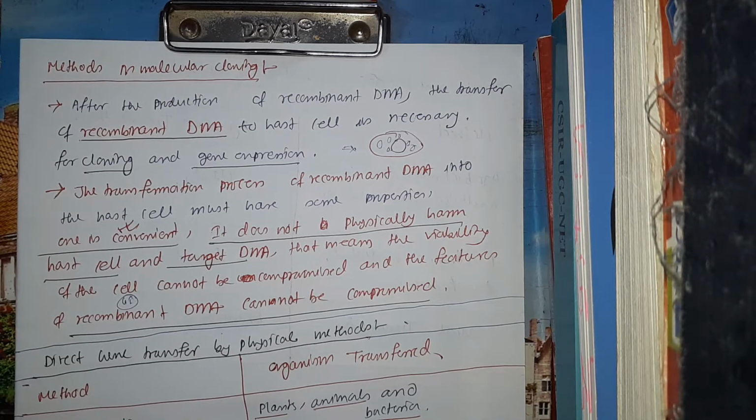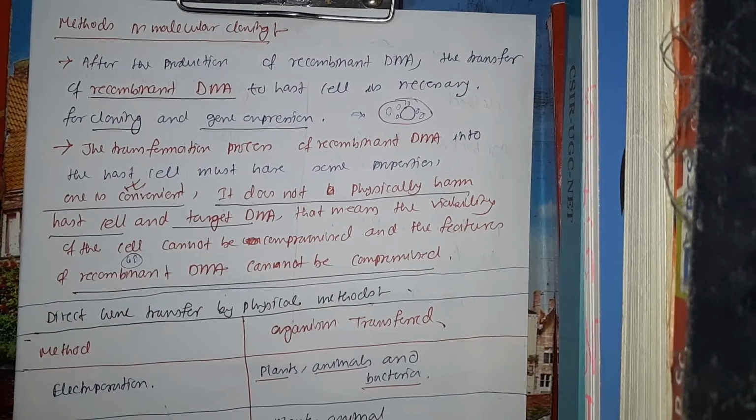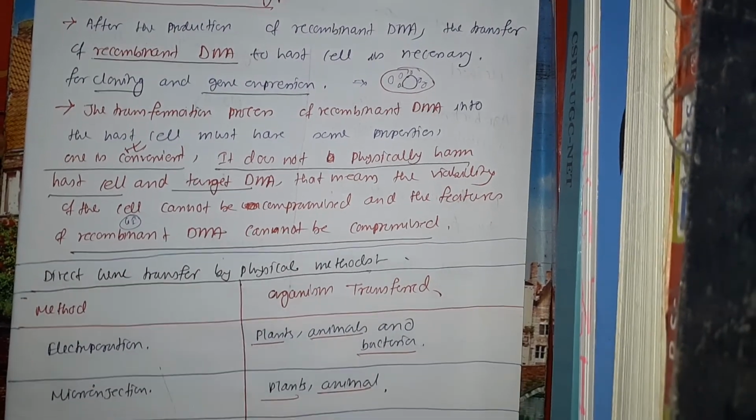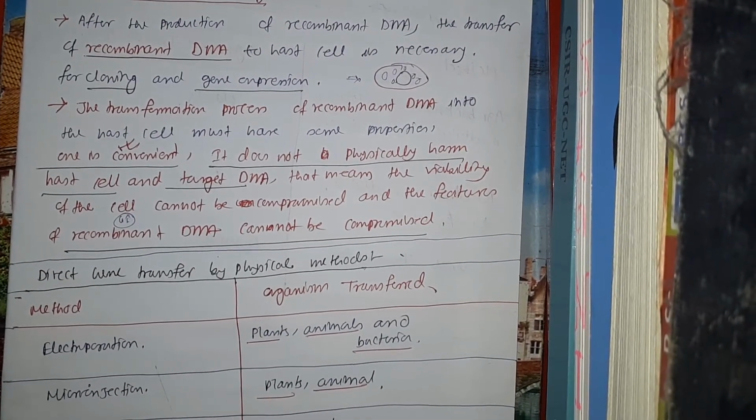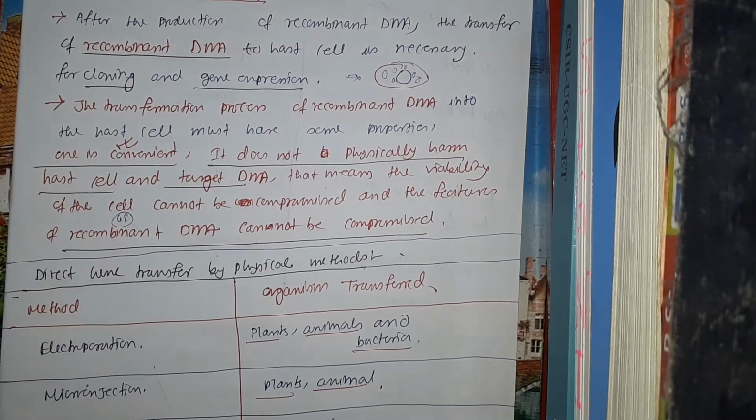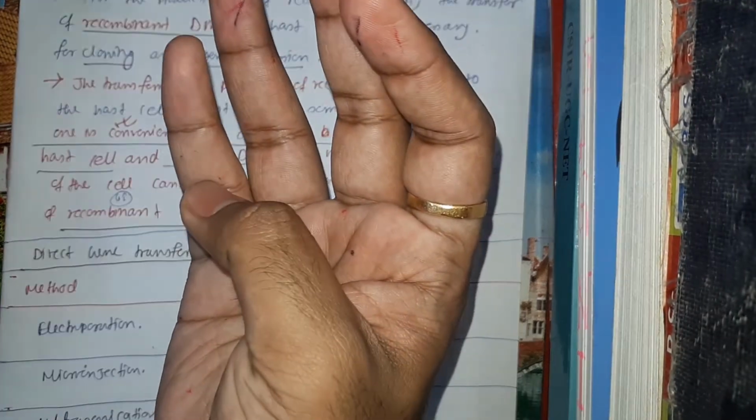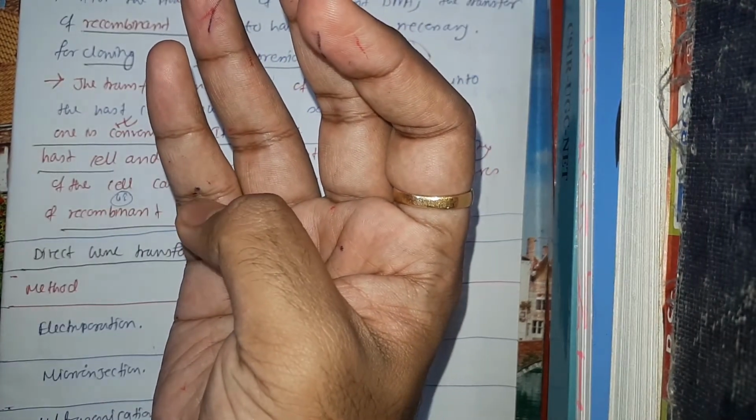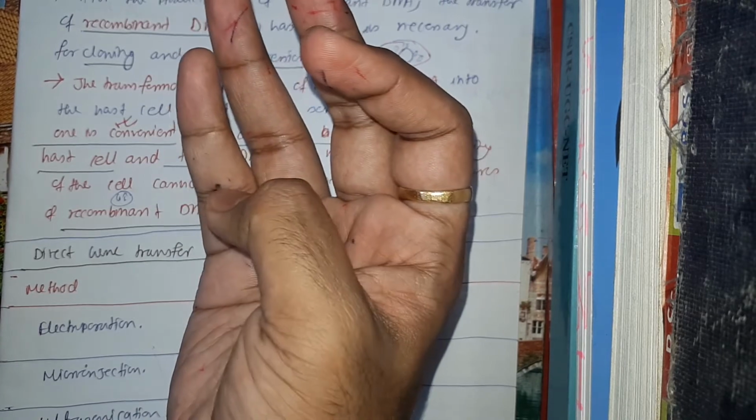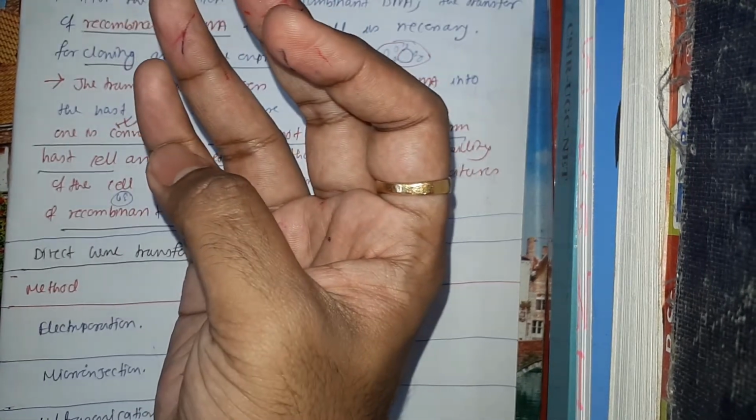The second thing is, the transformation procedure must not harm the vectors along with the gene of interest, that is the recombinant DNA, along with our host. These are the three things we need to keep in mind. That means the first is the viability of the host cell, the second is that our recombinant DNA should be intact, and the third one is that the process must be convenient.